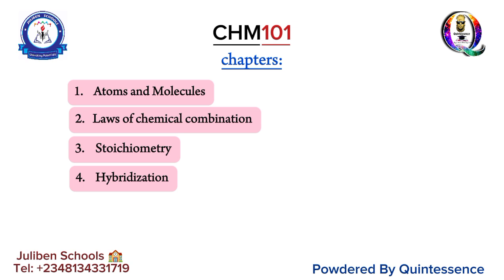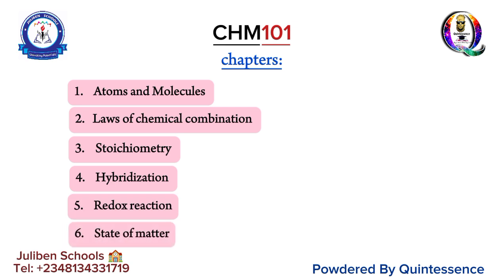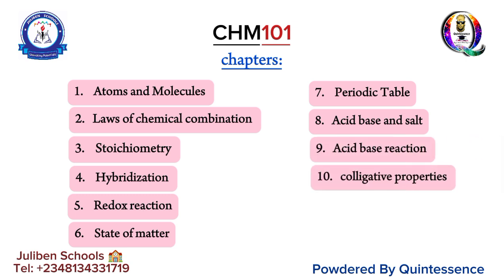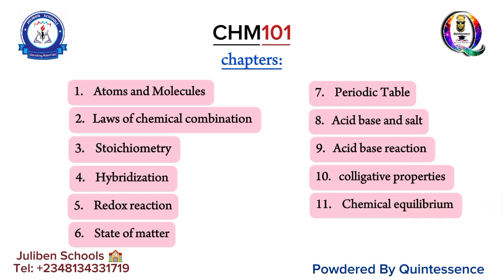Then you also have radioactivity. Chapter 5 is redox reaction. Chapter 6 is states of matter. Chapter 7 is periodic table. Chapter 8 is acids, bases, and salts, aka ABS. Chapter 9 is acid-base reaction, also called AB reaction. Chapter 10 is colligative properties. Chapter 11, chemical equilibrium. And chapter 12, nuclear chemistry.